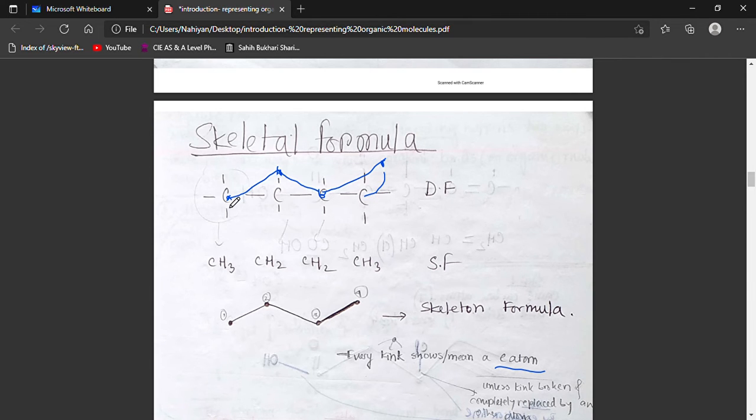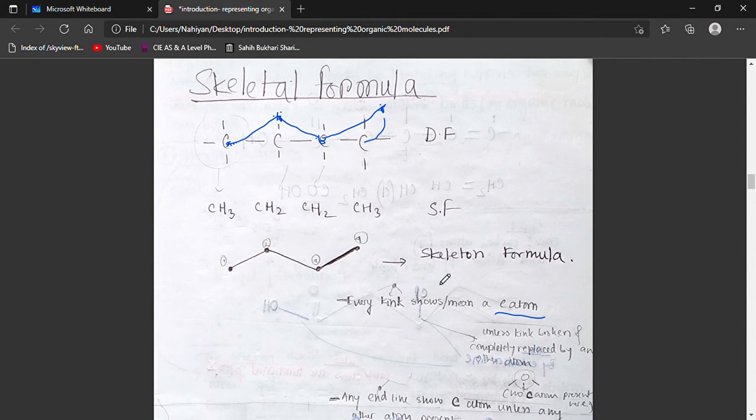So we have corners. If you count corners or kinks, we have 1, 2, 3, 4. So 4 carbons, 4 kinks or 4 corners, the endings or where you shift the straight line. Total, including the starting point, the ending point and the corners, we have 4 such points and we have 4 carbons. That's how you represent it, and you don't have to write the H's in the skeletal formula.